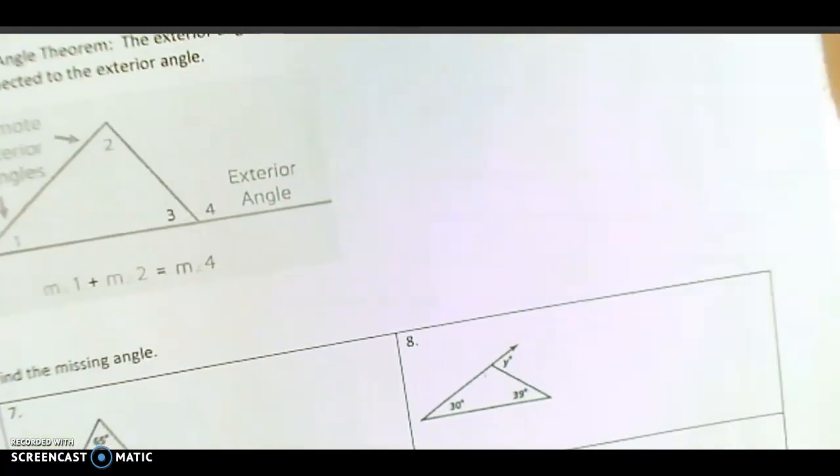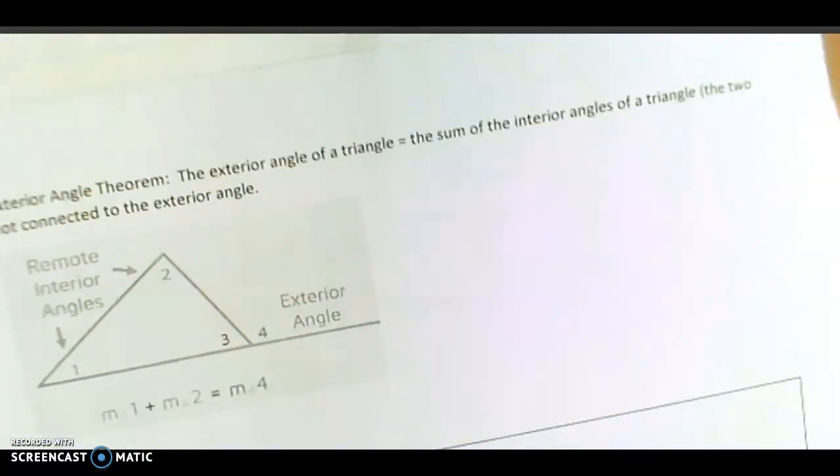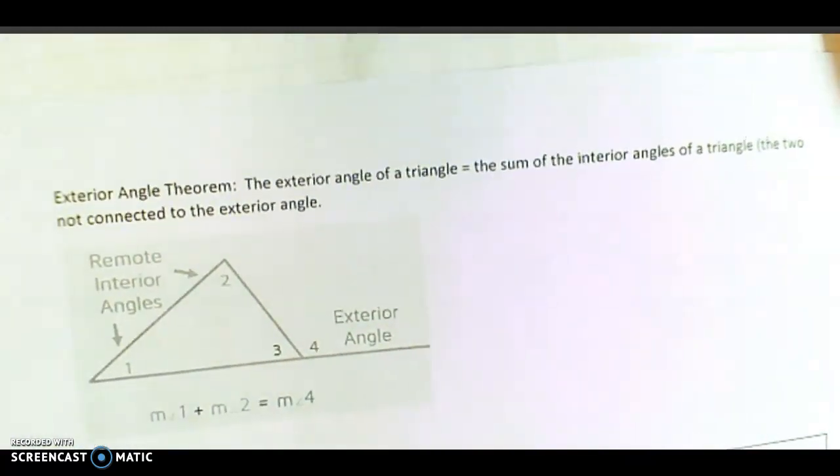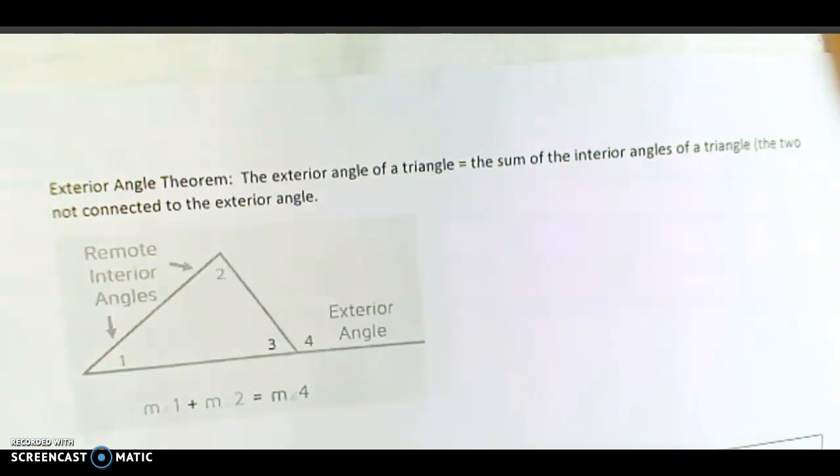Alright, there's another type of angle that we want to talk about when we talk about the angles of a triangle. And the theorem, which technically just means rule, is the exterior angle theorem. It says the exterior angle of a triangle equals the sum of the interior angles of a triangle. And those two angles are the two that are not connected to the exterior angle.